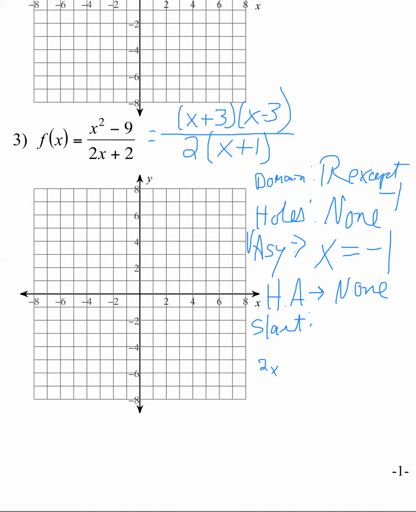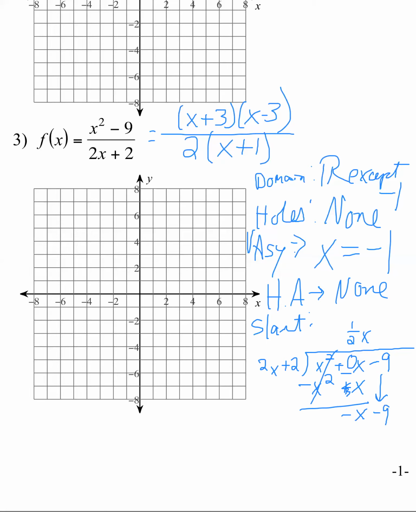So I need to do 2x plus 2, and I'm going to divide that into x squared plus 0x minus 9. Make sure you have the 0 placeholder. Okay, so 2x times what gets me x squared? I'm going to have to deal with fractions this time. Oh, well, that would just be a half x, right? And let's multiply a half x out. You'd get x squared plus x. But now I need to come in and subtract. So that's going to be a minus. That's going to be a minus. X squareds cancel. 0x minus x is going to get me negative x. Drop down the negative 9.